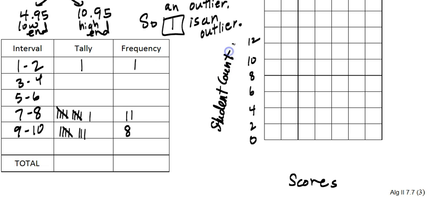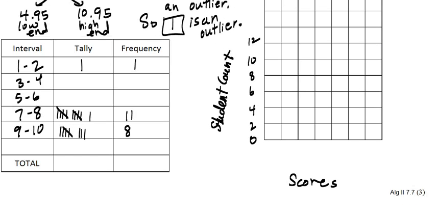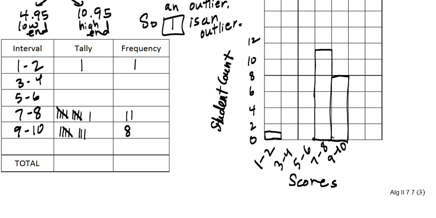So that is representing how many students got each quiz score. So I'll say student count there. I'm going to put the scores on bottom. My title of my graph is quiz scores. And so on bottom, my intervals are 1 to 2, 3 to 4, 5 to 6, 7 to 8, and 9 to 10. And then I'm going to draw my bars in. So 1 is the first one. 7 to 8 had 11. 9 to 10 had 8. And that's it. Make sure you have that down, and thanks for watching.